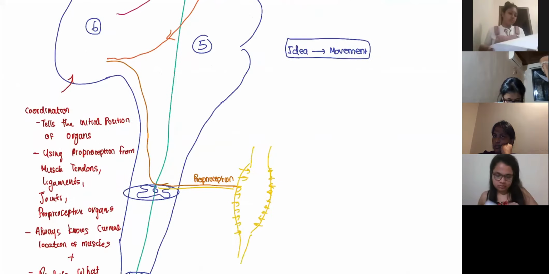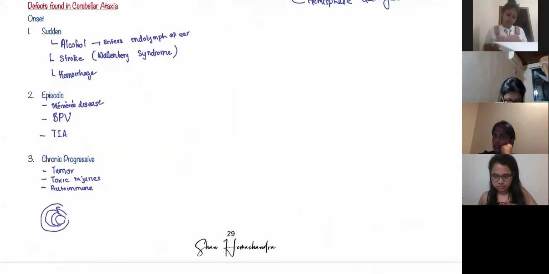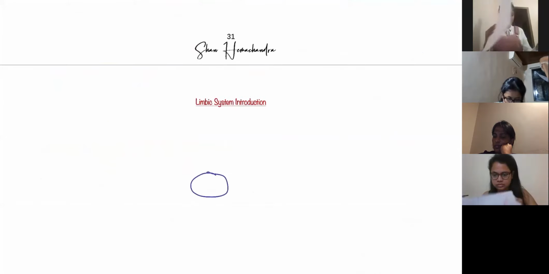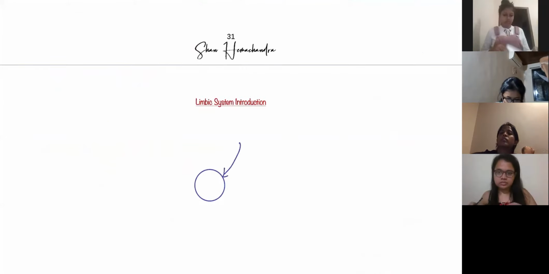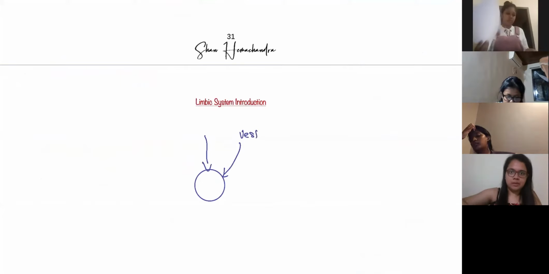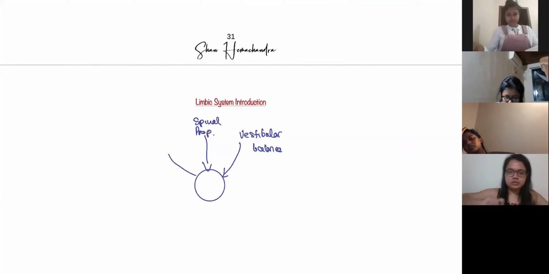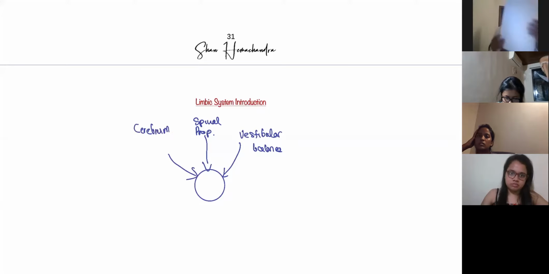Cerebellum gets information from 3 sources. If this is the cerebellum, it gets information from 3 sources: vestibular system for balance. The other one is spinal cord, proprioception. The final one is cerebrum. It is coordination.